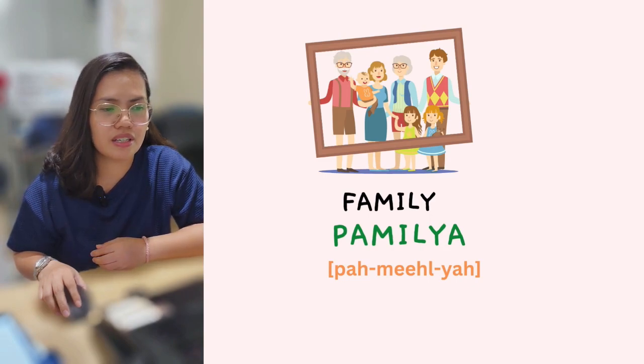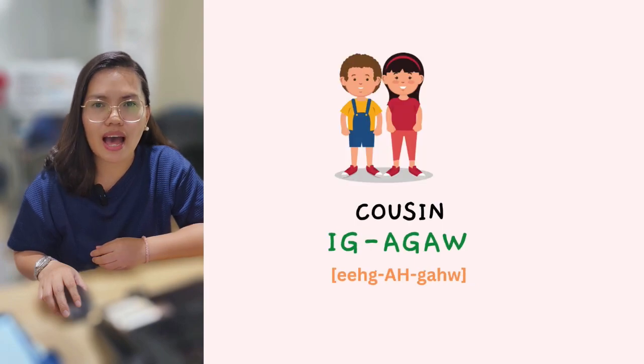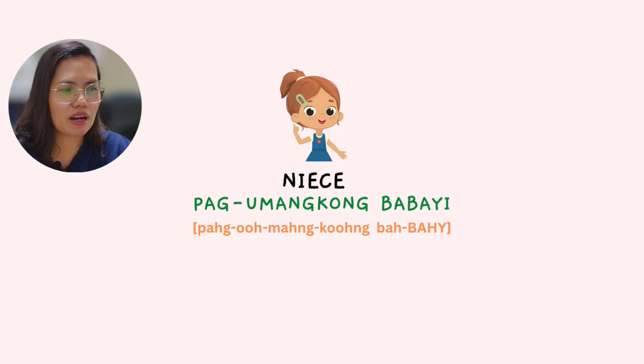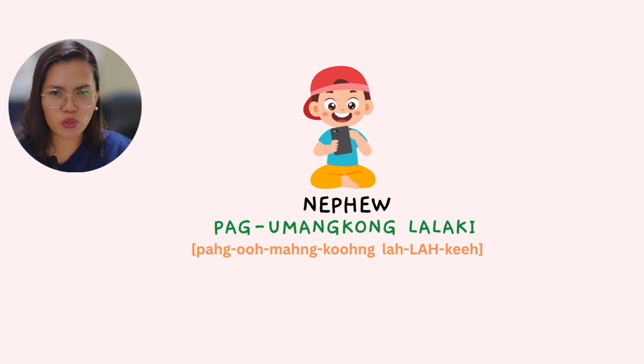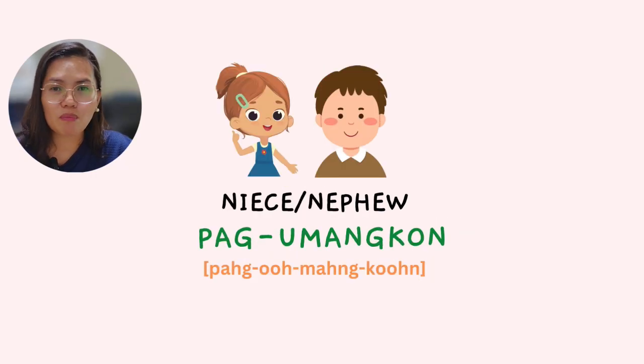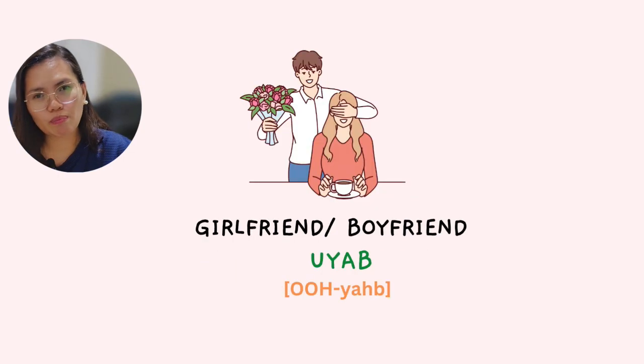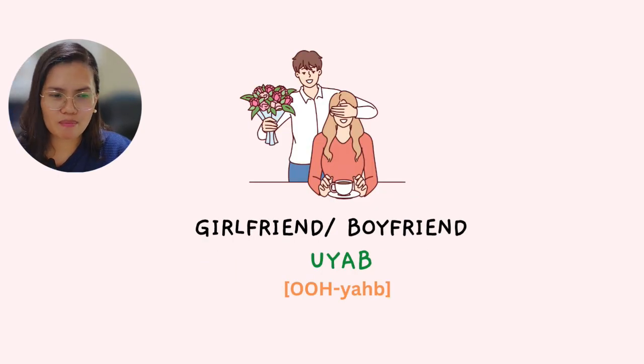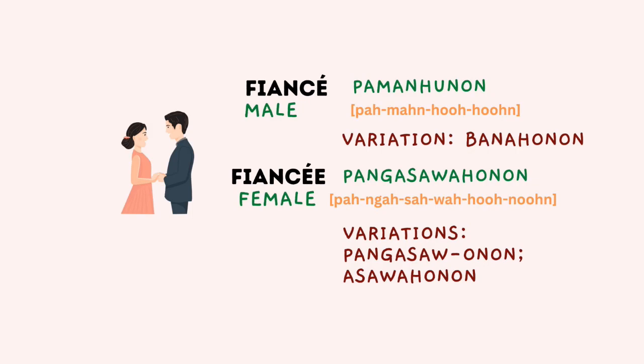Next, cousin. Ig-agaw. Niece is pagumangkong babae. Next one, we have nephew. Nephew is pagumangkong lalaki. Next one, niece or nephew. Pagumangkon. Next word, girlfriend or boyfriend. We call it uyab. Fiancé, male. Pamanhonon.